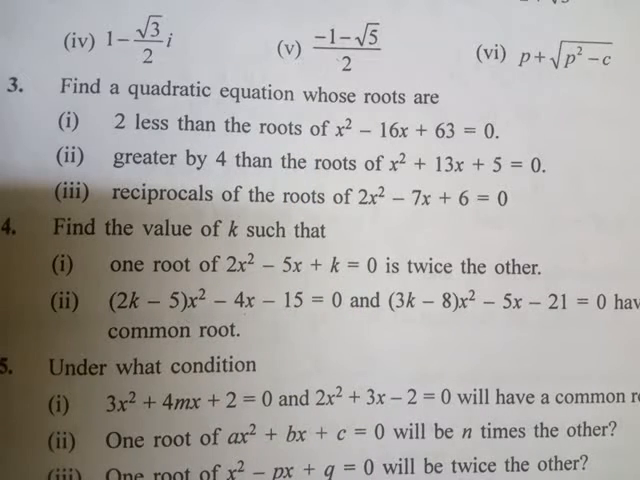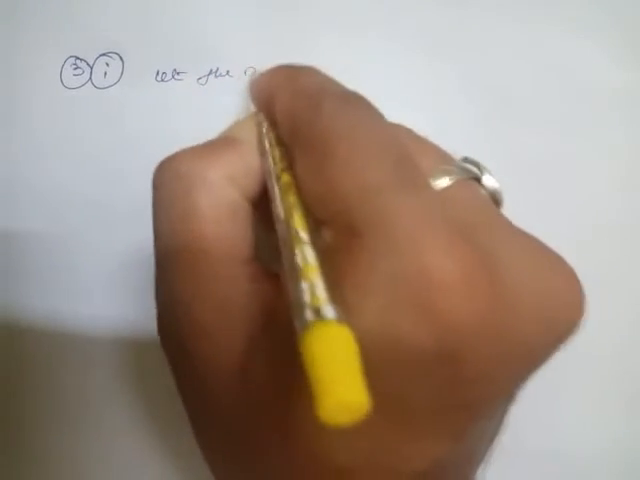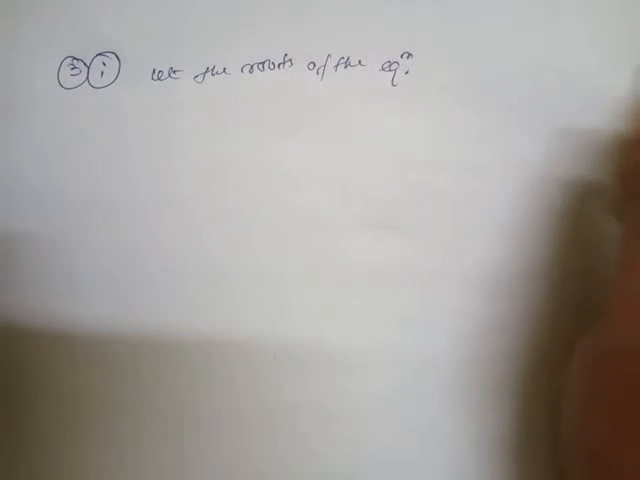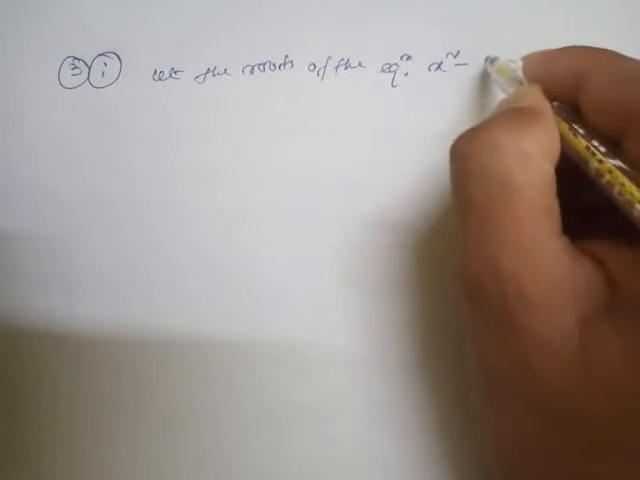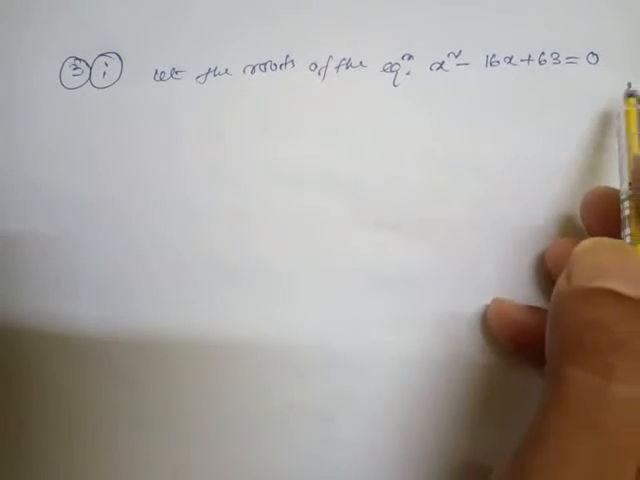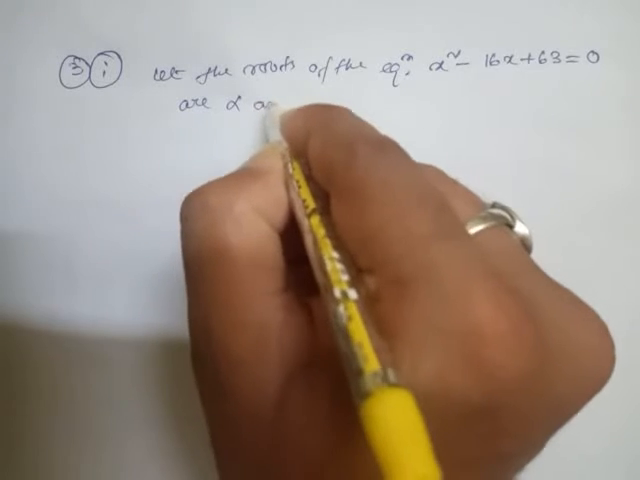So let's have a look at how to find this one. Student, now look at how to solve this. Question number 3011 from exercise 4.1, class 10 advanced maths. Let the roots of the equation, the given one, x square minus 16x plus 63 equal to 0, be alpha and beta.